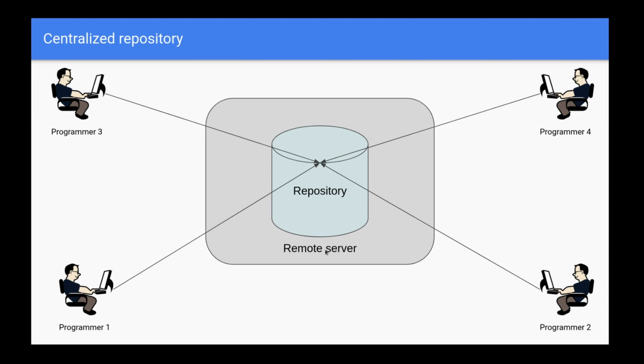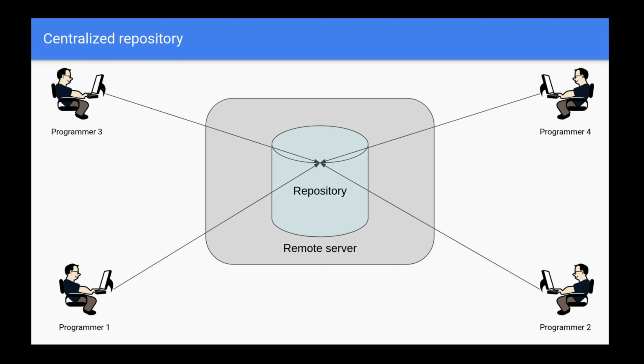Another point I want to make: there are several versioning systems. Git is very popular. Subversion is an older one, which works as a centralized repository. Subversion looks like this: every programmer pushes to the central repository. If this central repository is not available, then all four programmers will not be able to access the code and use it. That becomes difficult with a centralized repository.